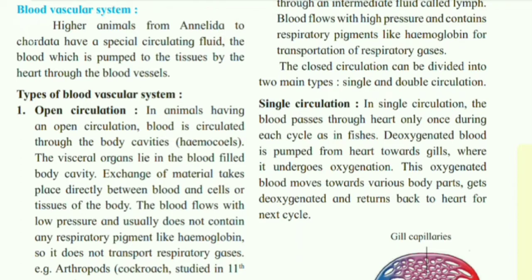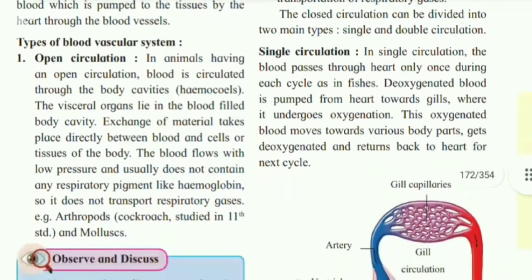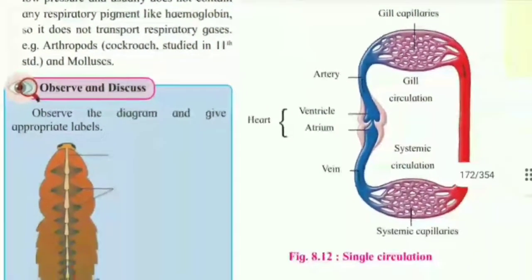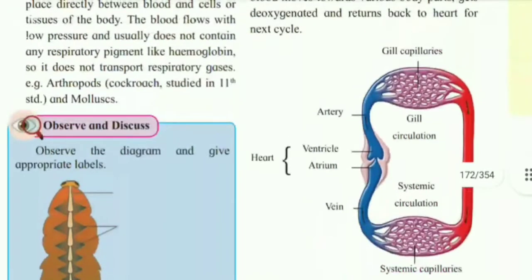The blood flows with low pressure and usually does not contain any respiratory pigments like hemoglobin, so it does not transport any respiratory gases. Example, arthropods that you have studied in 11th standard, cockroach and mollusks. This is the diagram that you have to observe. You have to label it.